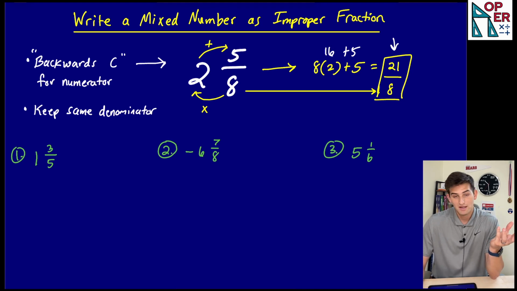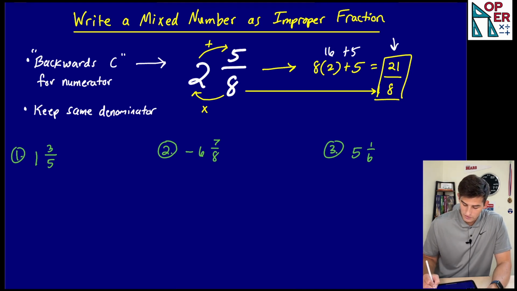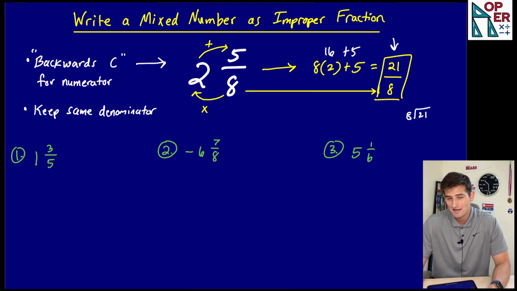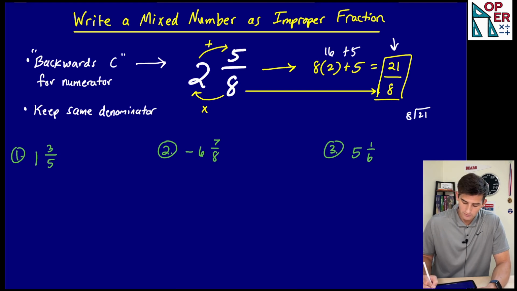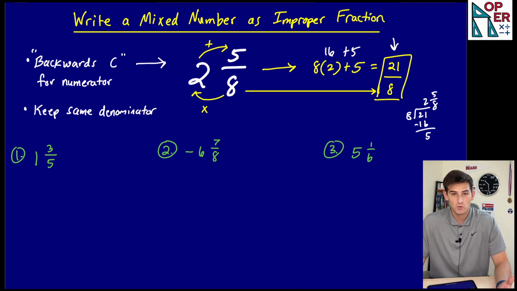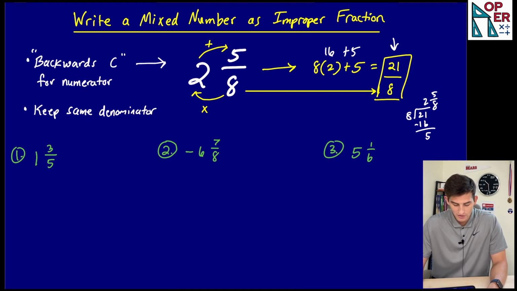We could check this by doing long division if we wanted to. 21 over 8 would be like having 21 divided by 8, long division style. How many times does 8 go into 21? That would be 2 times, right? 16, and 21 minus 16 would be 5. Notice that when we're first starting out with long division, you might say that's a remainder of 5, but the fraction part of our mixed number would be 5 over 8, and that's what we started with, 2 5/8. So let's use this backwards C method for 3 examples in this video, and then you'll know how to write a mixed number as an improper fraction.